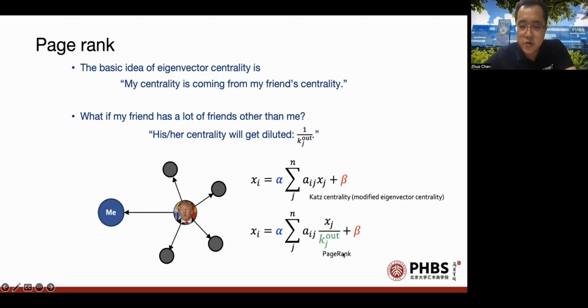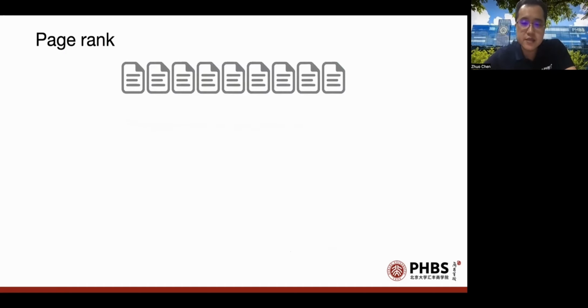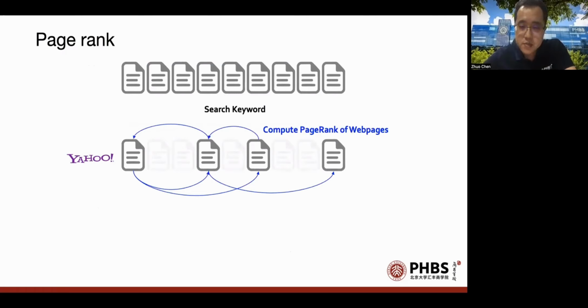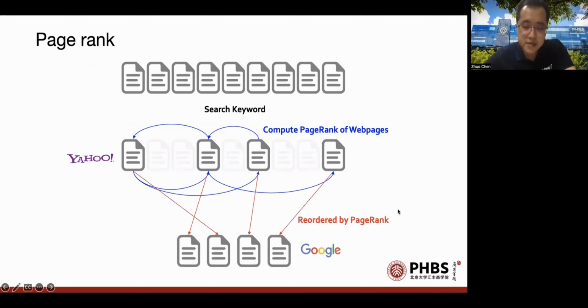PageRank is basically a modified eigenvector centrality, which normalizes your centrality by the out-degree of your neighbors. You can consider it as taking one step further to modify your dependence on your neighbors. This is PageRank, and actually, this is the key algorithm of how Google ranks pages. For example, if you search some keywords, there are some relevant websites, but how do we decide which website should appear first? It's basically based on PageRank. So Google actually ranks the order of the websites by PageRank. It's another type of centrality, you can consider it this way.